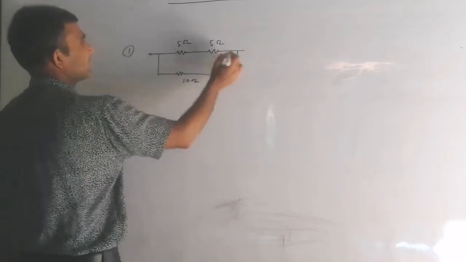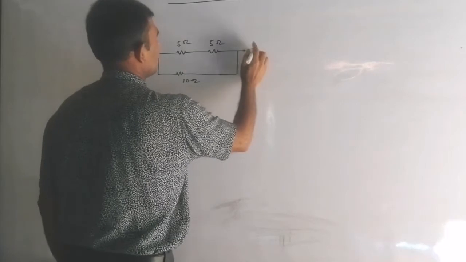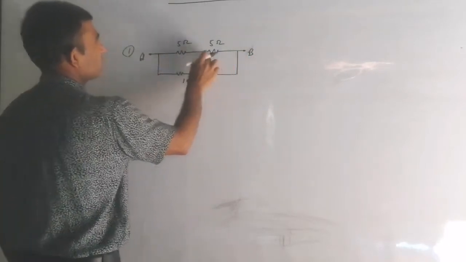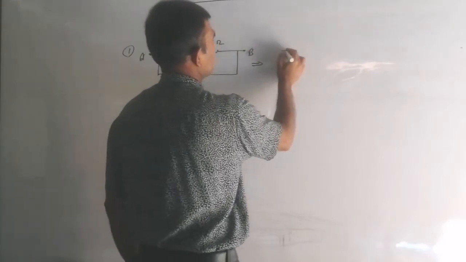So will you tell me what is the equivalent resistance between A and B? It's very easy, fast. You have already done. See this. These two are in series. So what will be? 5 plus 5 is 10.